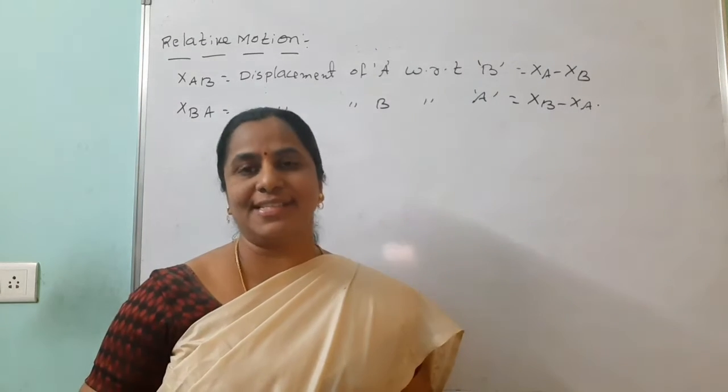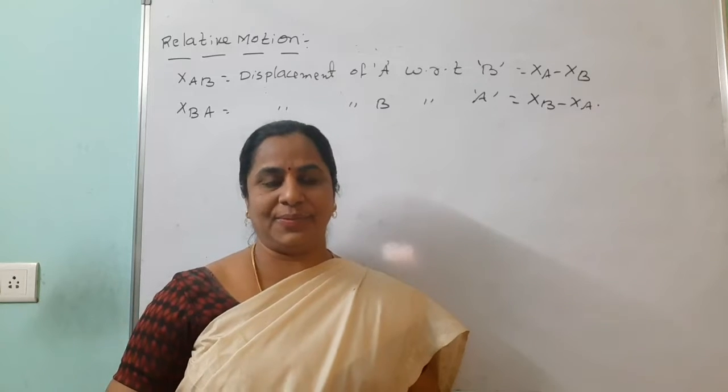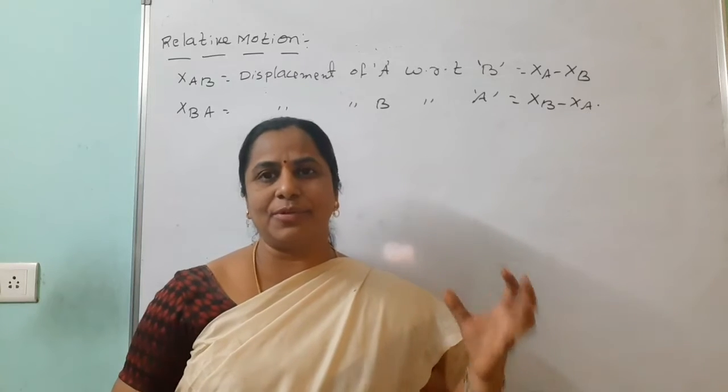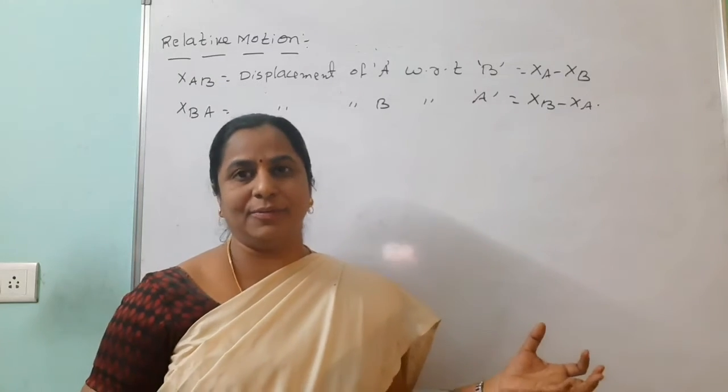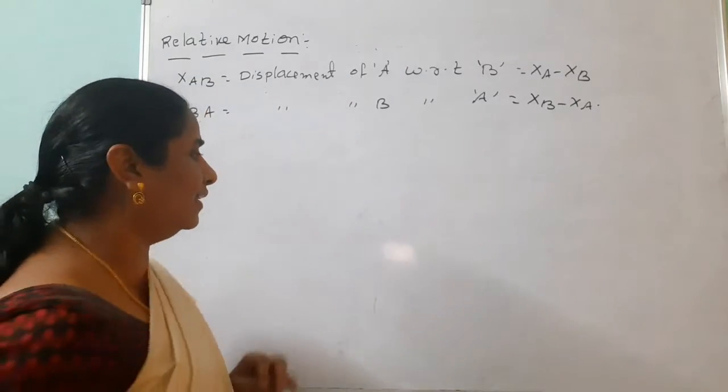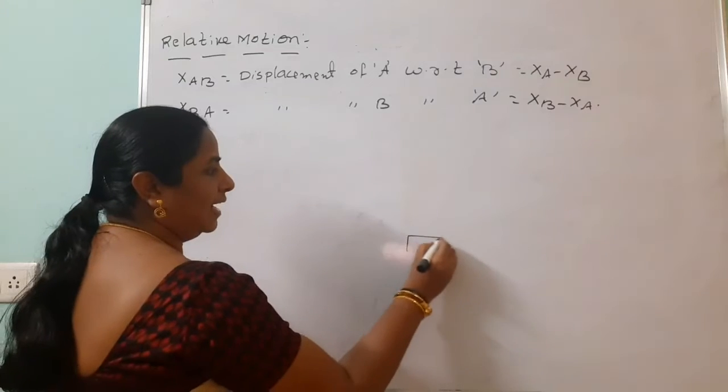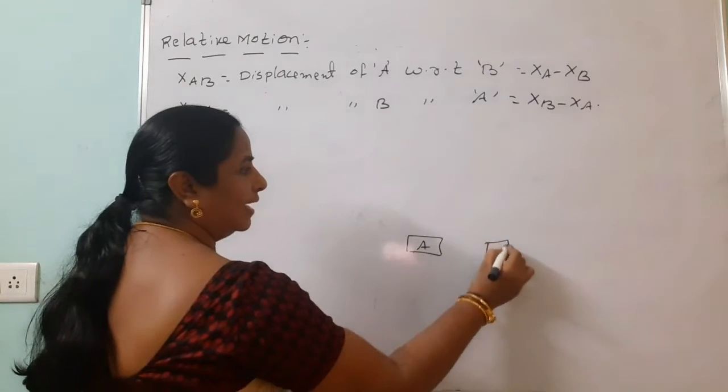Today we are going to discuss what relative motion is. What is relative motion? Motion of one body with respect to another body is called relative motion. Look here, this is car A and this is car B.